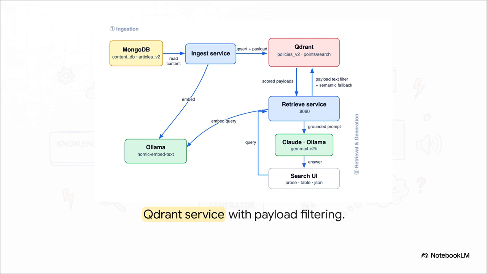Notice how the pipeline explicitly applies payload text filtering between the retrieve service and Qdrant. It is executing strict metadata checks against the content field during the vector graph traversal. That ensures incredibly high deterministic accuracy for exact keyword matches before it even attempts to run a fuzzy semantic search.